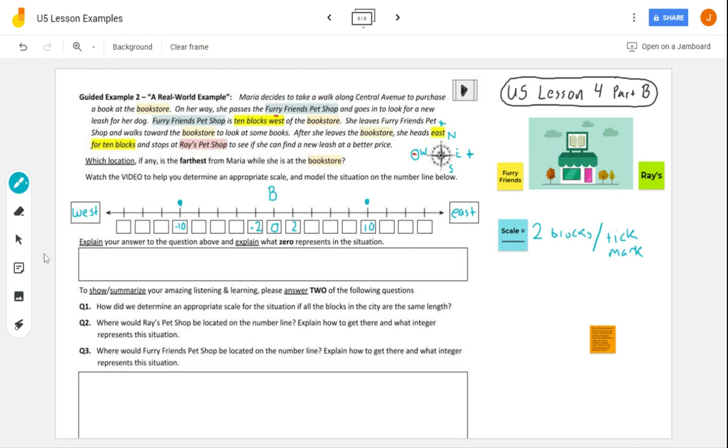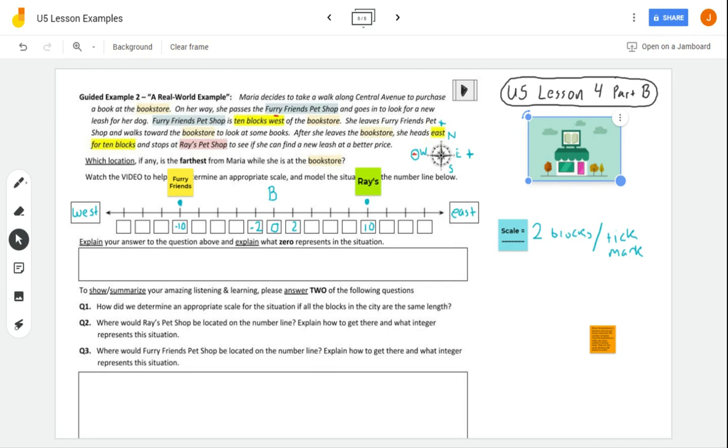All right, so now I'm going to move all of the pieces. So you all have the word Furry somewhere next to your dots. So you want to move your dot on top of -10 and then put the word Furry on top of that. And then you want to take your word Ray's and put that on top of your second dot, which is above 10. And then you have a picture of a bookstore, so you can put that picture of your bookstore right in the middle on top of 0. And we knew it was 0 because that was the central location that everything else was compared to or referred to.